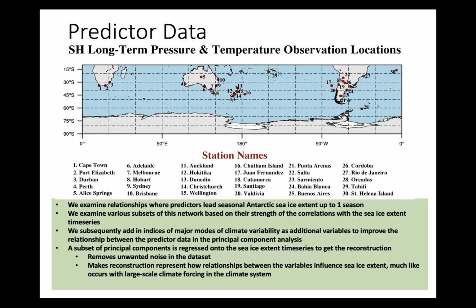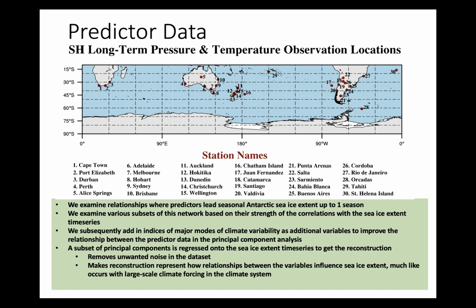And how are we doing this? We are examining relationships between this main data set and sea ice at various lags. So we'll look at the direct relationship at the same time for one season, and then we'll lag, where the predictors, this temperature and pressure across the southern hemisphere, are leading the sea ice extent by up to one season. We also examine various subsets of this data network. We don't use all 30 observations. We use only those that are significantly correlated with the Antarctic sea ice extent time series that we're trying to reconstruct. And that varies, of course, by season and by sector. So there's quite a bit of variation in the network that we're using.